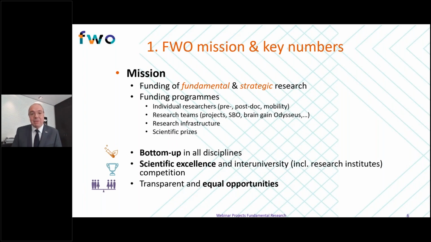FWO was established in 1928, at that time one of the first research councils in Europe, and our main mission actually since then is still the same. We are the main agency in Flanders for the funding of fundamental and strategic basic research. In order to do so, we have a wide range of funding programs aiming at individual researchers with the fellowships, research teams with, among others, the research projects under discussion here this afternoon. We are also responsible for the funding of research infrastructure, and together with some partners in industry and other private foundations, we also award scientific prizes and awards.